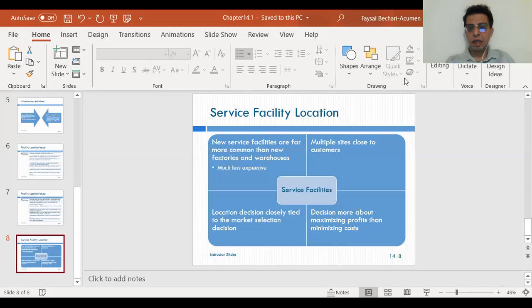And this is the end of the chapter. In this chapter, there are more calculations that can be done, but that's more advanced for graduate students.